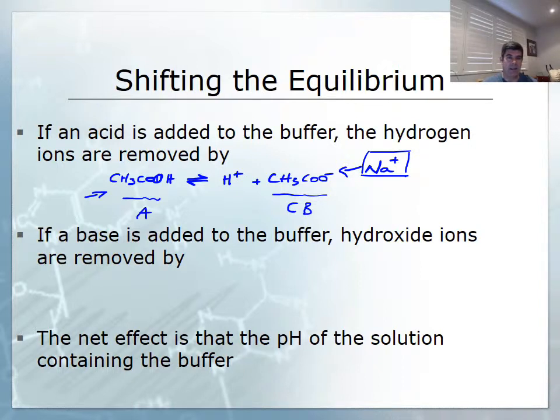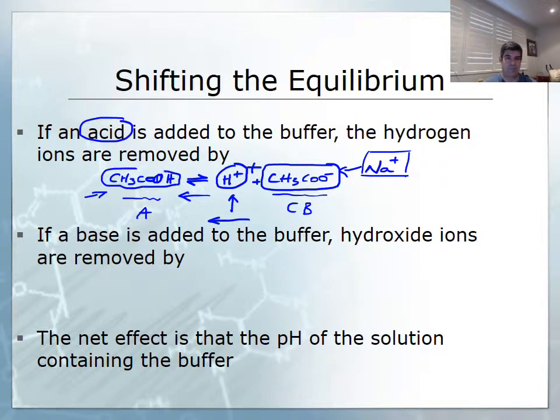So if an acid is added to our buffer solution, then it is going to increase the concentration of the H plus ions. In order to remove these extra ions, Le Chatelier's principle tells us that the equilibrium is going to shift to the left. The excess acetate ions are going to combine with the excess hydrogen ions, and we're going to reform more of our acid molecule, acetic acid.